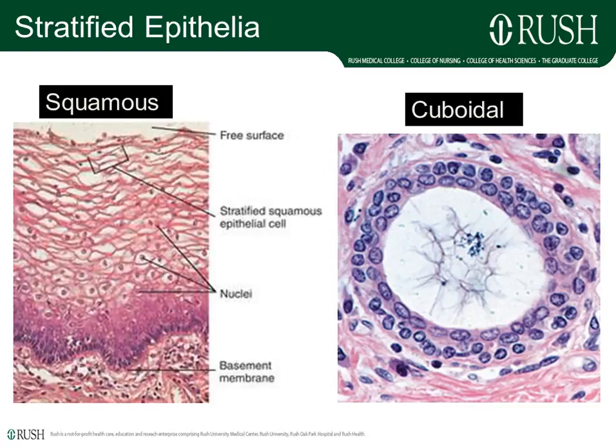Some stratified epithelia are shown here. The flattened cells at the surface define this left one as a stratified squamous epithelia, and the cuboidal shaped cells at the apical surface in this tubular structure show this to be a stratified cuboidal epithelium.